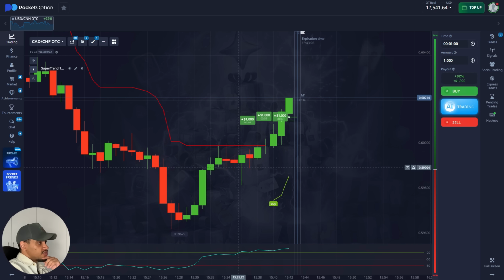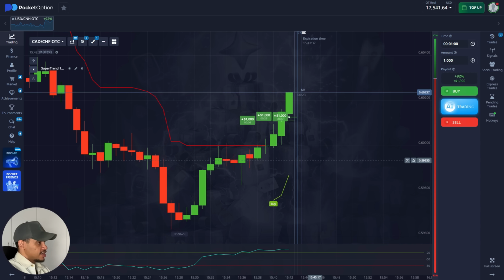There was a little bit of consolidation. The price kind of died down here, and then we got the print. Williams %R went all the way up to minus 20, so this is easy money for us. And there you go. Nice and easy snipe.